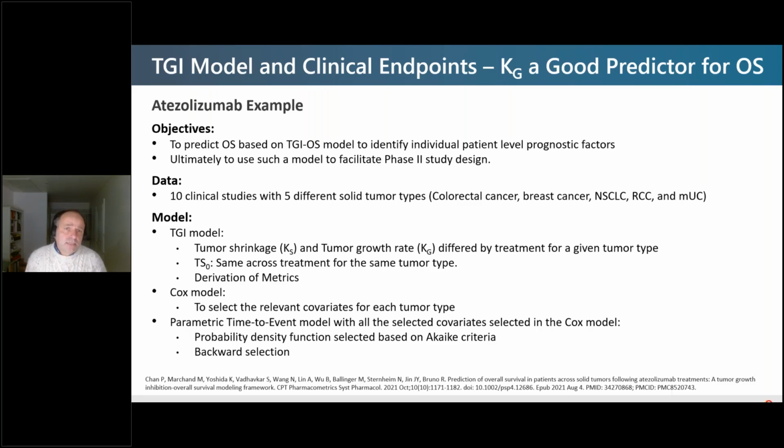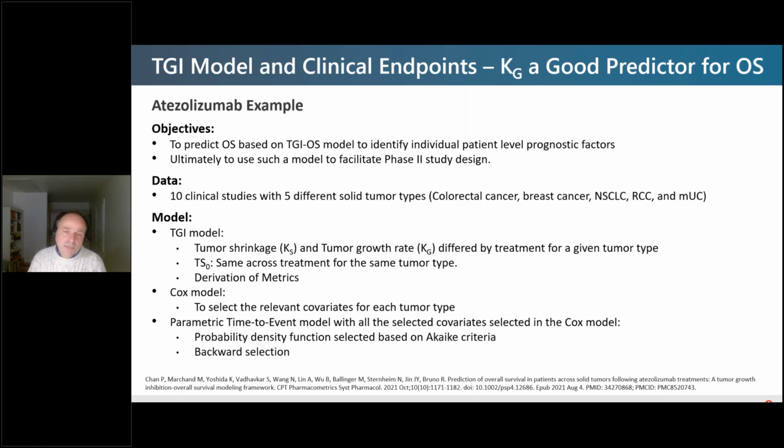And based on this database, they did exactly the same type of work and related the tumor growth inhibition model with overall survival. What they did is basically they estimated the tumor shrinkage and the tumor growth rate for each treatment and each tumor type, and they ended up with different values for each individual. And then they wanted to derive the metrics of this TGI.